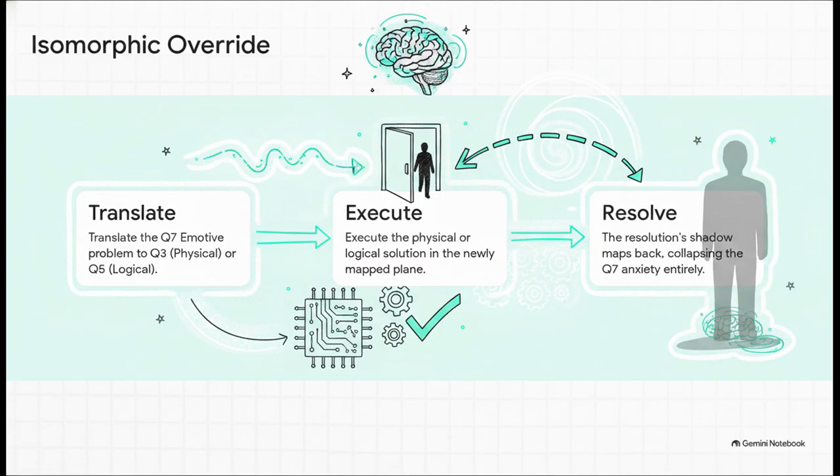Because of that universal API we just talked about, that physical or logical resolution casts a geometric shadow backward onto the emotive plane. By fixing the physical space or the logical math, the matching fractal subplane automatically collapses the anxiety. You are hacking the emotion by stepping out of its dimension and pulling the lever somewhere else.